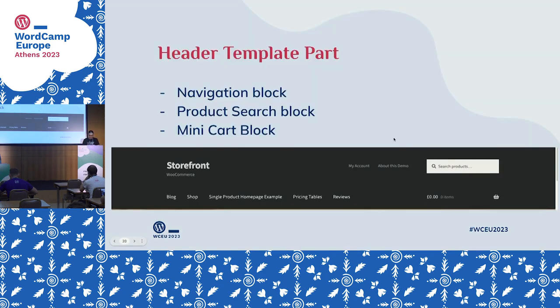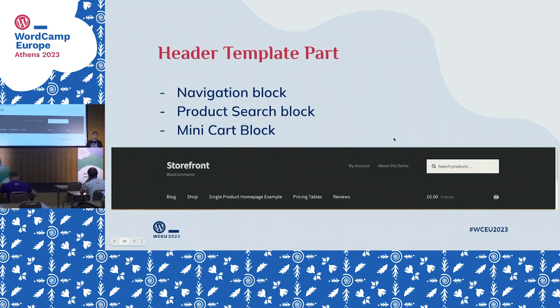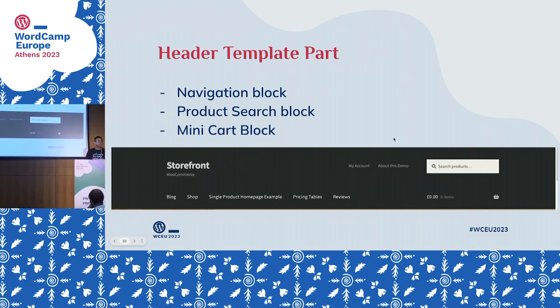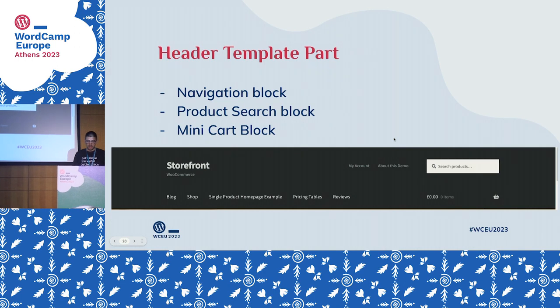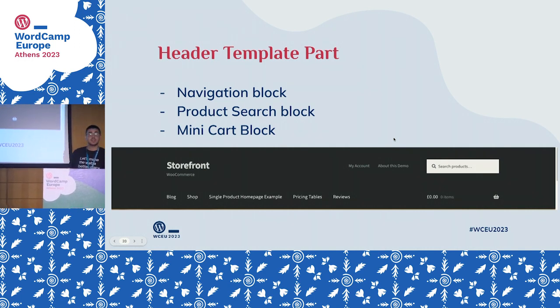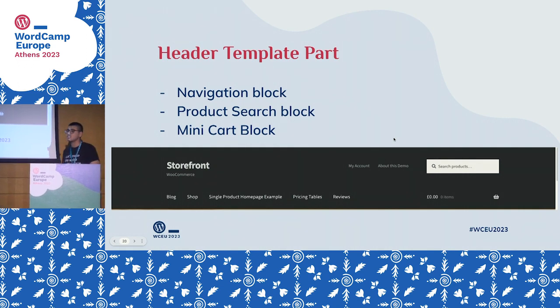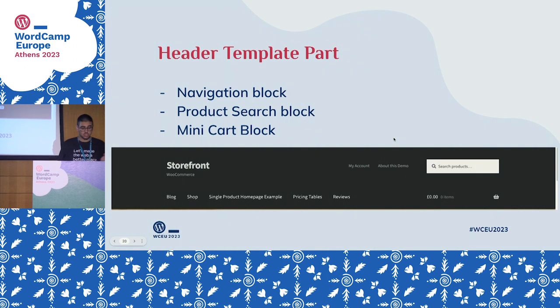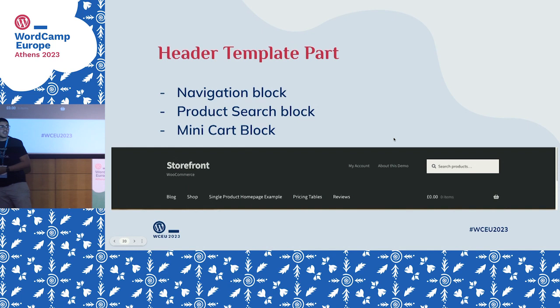So the first thing that I want to start is the header template part. If you open the site editor and show the list of all templates, you can click on the template parts. The template part is the template where you configure your header. It's not required to replicate the same design because it would take a lot of time, but with only these three blocks, the navigation block, product search block, and minicart block, you can easily replicate this design. This is the minicart block, this is the product search block, and this is the navigation block.